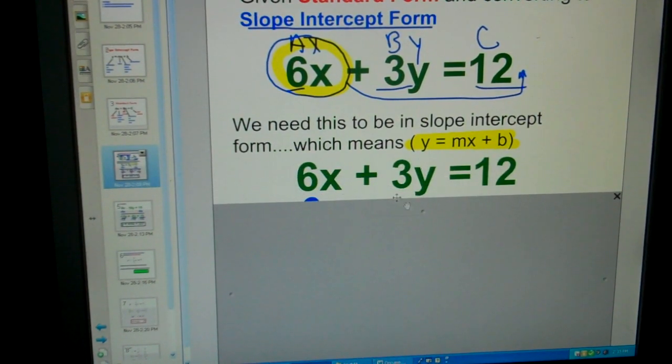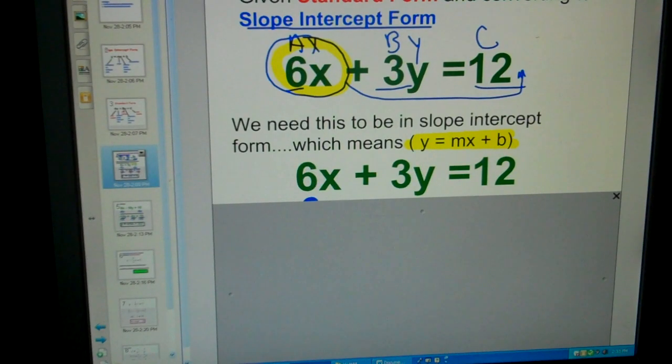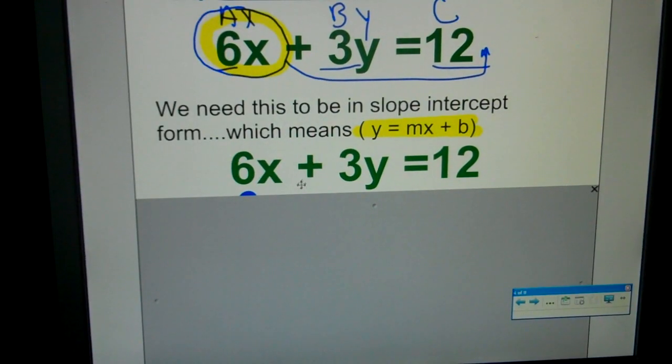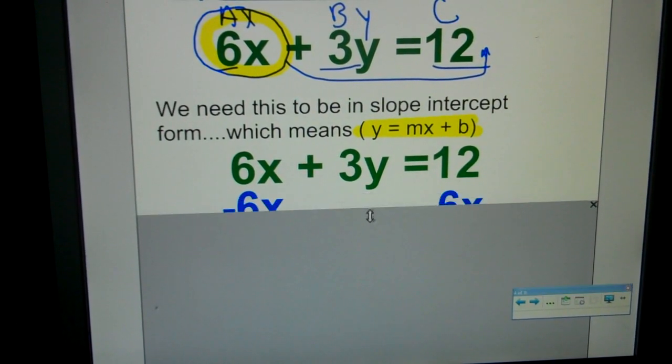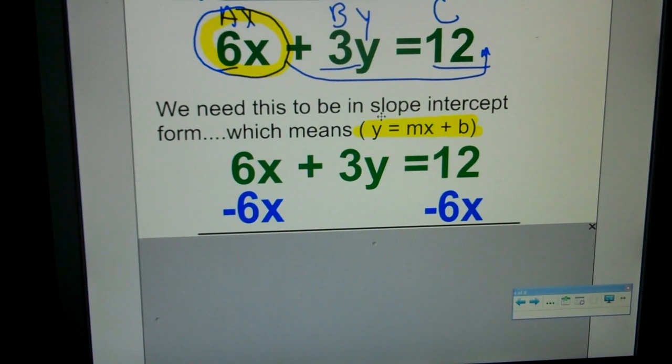Okay, so here it is. How do we get a positive 6x to go away, to move to the other side? How do we get it to move to the other side? What's the inverse? It's minus 6x. So you subtract 6x from both sides. What happens here? They cancel, and the only thing we're left with is 3y.